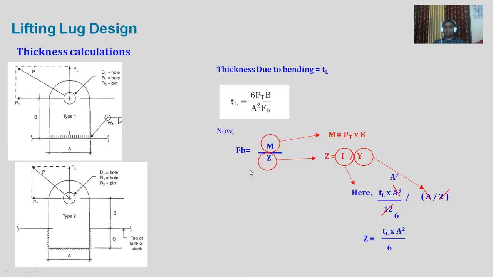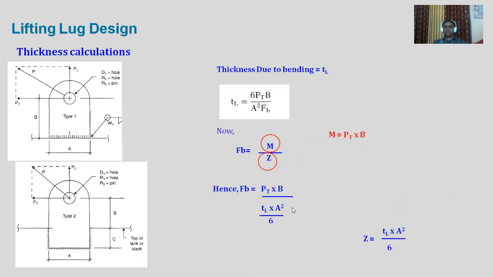So the value of Z becomes what? TL A square upon 6. So this we are going to put over here, TL A square upon 6, and PT into B will be nothing but our bending moment. So this 6 will go on the upper side, and the formula will look like 6 PTB upon A square into TL.